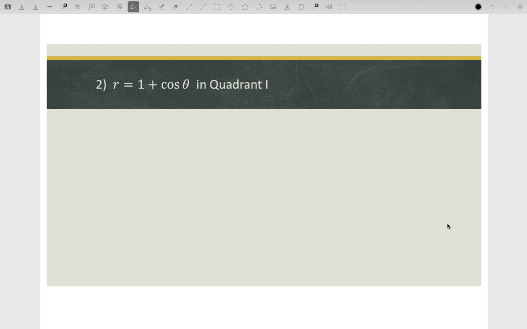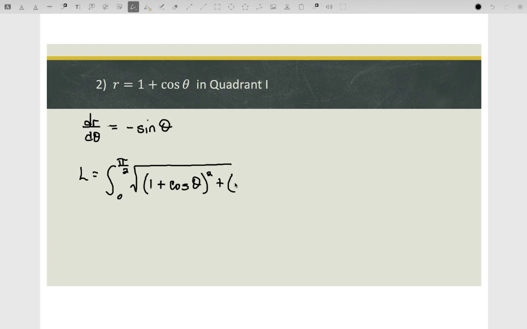So let's find dr d theta, because as we saw from the formula, we do need that calculation first. The derivative of this simply is negative sine of theta. So setting it up, the arc length is going to go from 0 to pi over 2 of the square root, square the r value, plus dr d theta squared. And we once again will be utilizing our calculators to find this.